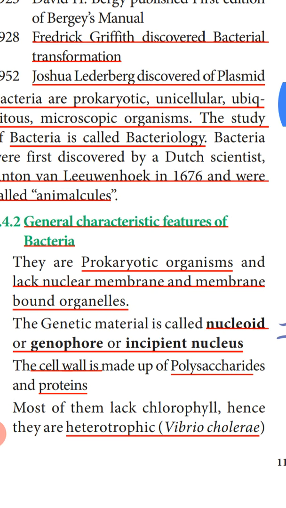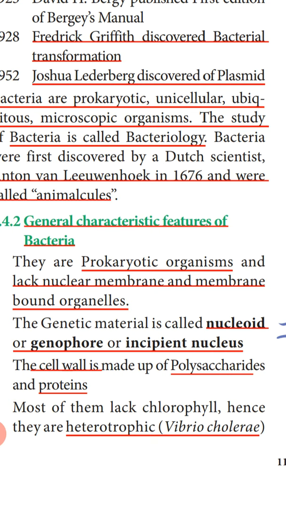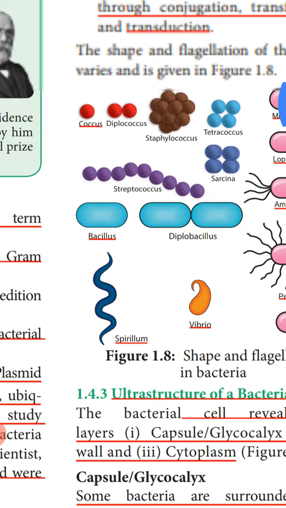Next feature about bacteria is that most of the bacteria lack chlorophyll. Chlorophyll is absent. Since they lack chlorophyll, they cannot synthesize their food. So their mode of nutrition is heterotrophic. Example, Vibrio cholerae. Some types of bacteria are autotrophic.